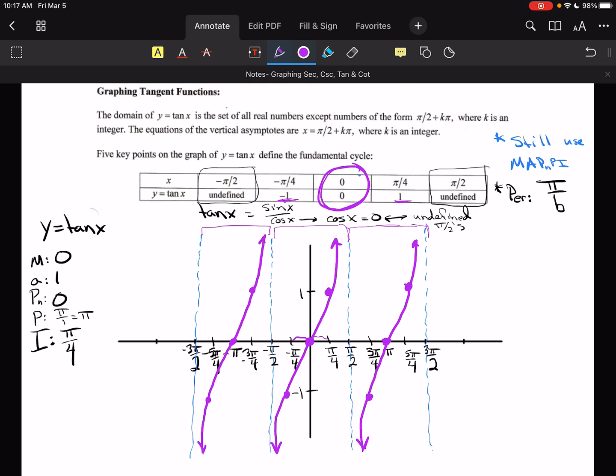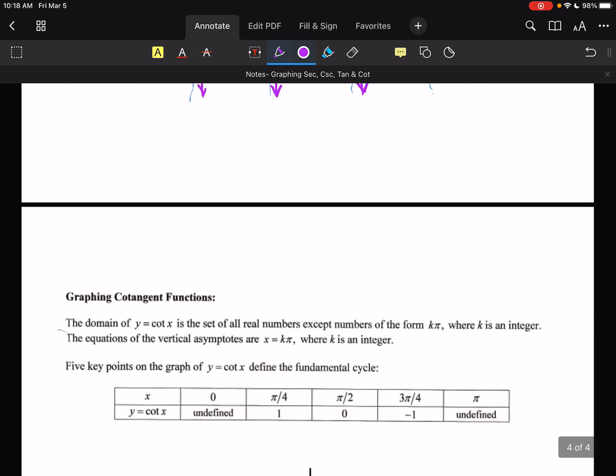So again, I would focus on setting this up and try to bring this info to class with you next time, because like I said, once we start throwing in phase shifts and moving the midline, things get a little hinky with tangent and cotangent.